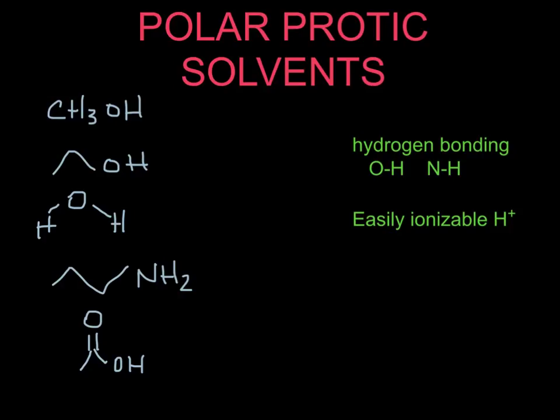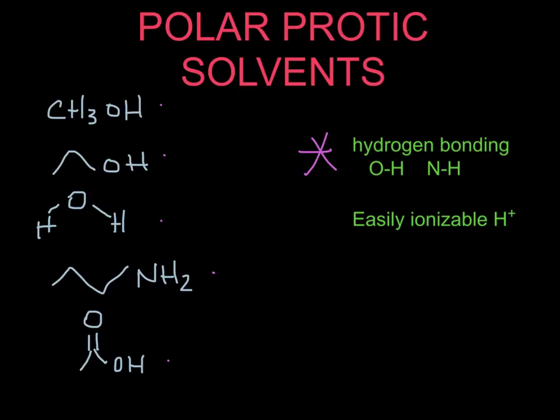And I have some common polar protic solvents listed here. Here we have methanol, and we have an ethanol, water, amine, and a carboxylic acid. And what we'll find with all these solvents is hydrogen bonding. And you'll find a hydrogen bonded to either an oxygen or a nitrogen in these molecules. And what that means is there's a partially positive charge on that hydrogen, so it makes it easily ionizable. And that hydrogen is attracted to the negative charge of our nucleophile.